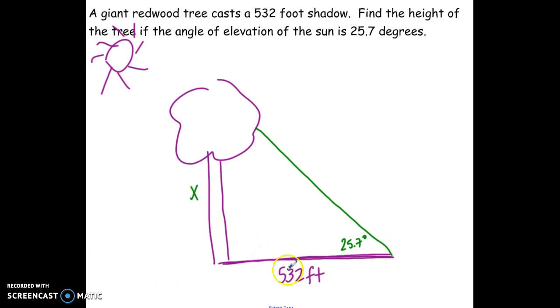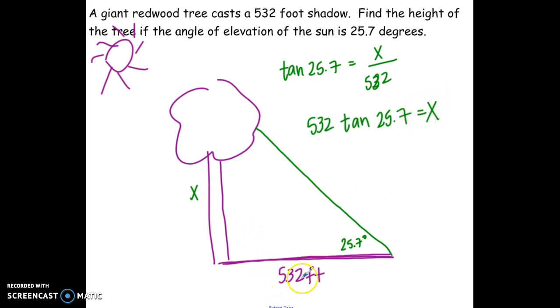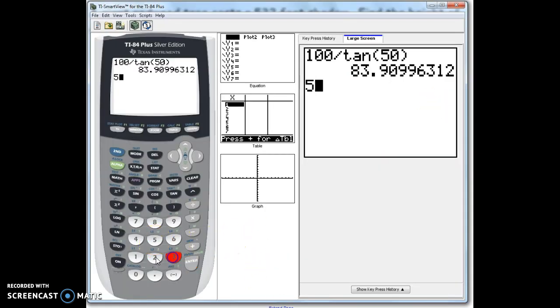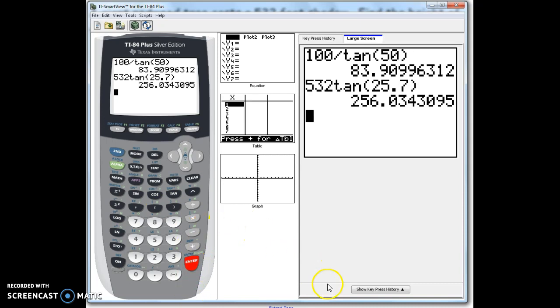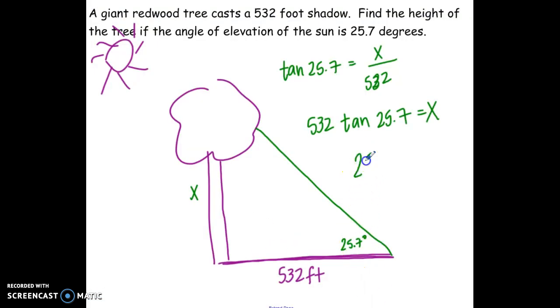So again, we have opposite and adjacent, so we're going to say the tangent of 25.7 equals x over 532. Let's write the right numbers there. So multiply both sides by 532. So 532 times the tangent of 25.7 will give us the height of that tree. So 532 times the tangent of 25.7, and it looks like the height of our tree is 256 feet. So 256 feet for the height of that tree.